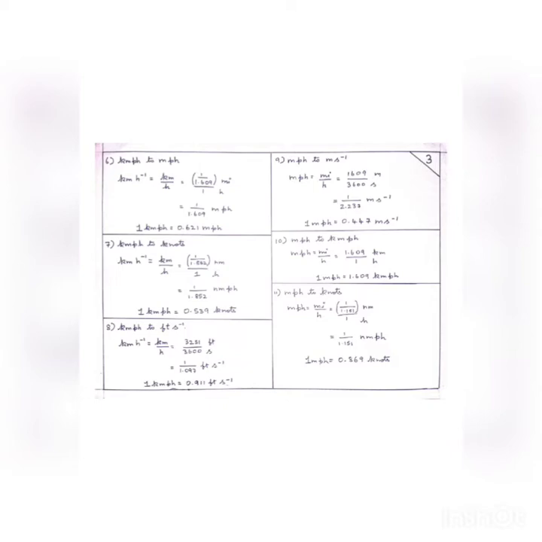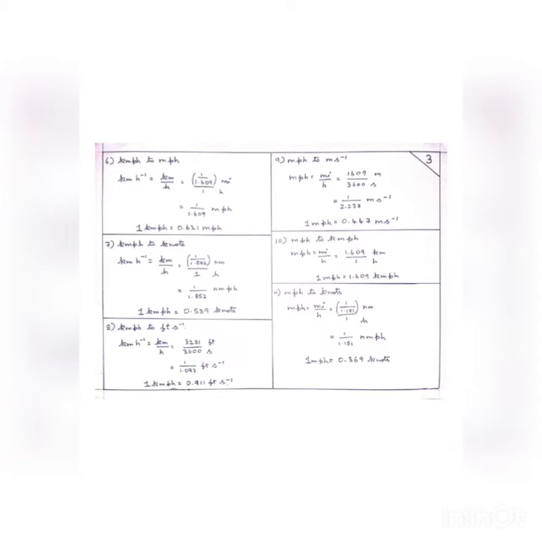Ninth one, miles per hour to meter per second. 1 mile is equal to 1609 meter, and 1 hour is equal to 3600 seconds. Simplifying this value, we get 1 divided by 2.237 meter per second. Dividing this value, 1 mile per hour is equal to 0.447 meter per second.